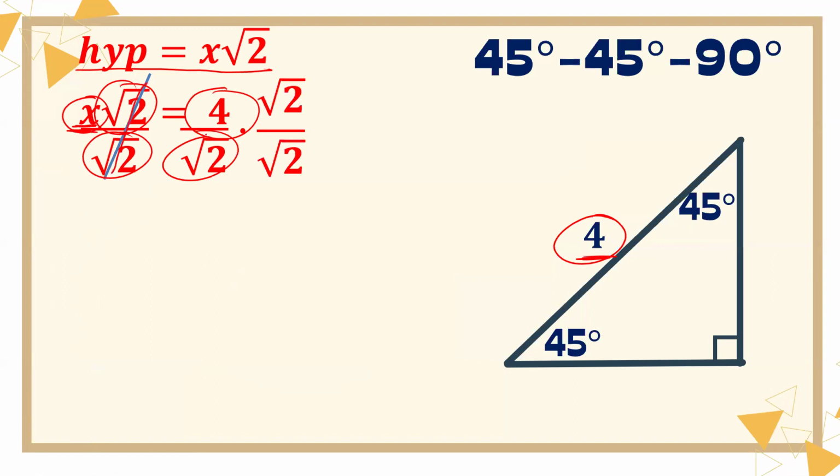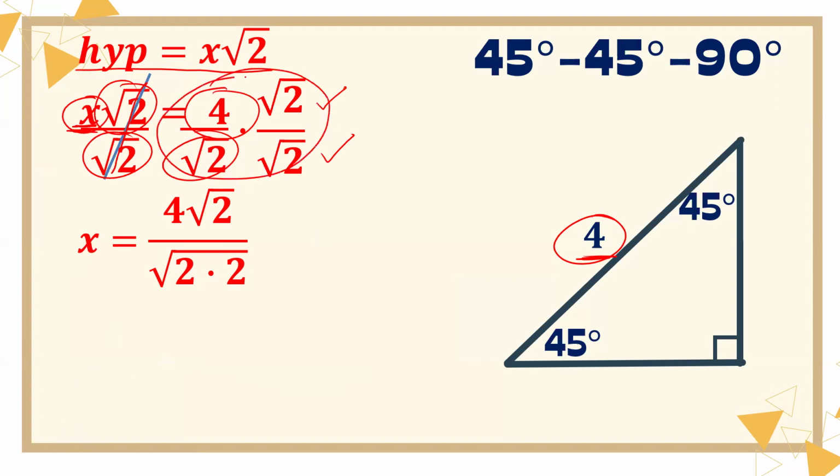Therefore, we have that. Then we rationalize the radical on the denominator. So we multiply the numerator by square root of 2 over square root of 2 to avoid having radicals on the denominator. Then simplifying that further, we have 4 square root of 2 over square root of 2 times 2, right? So we simply combine these numbers together to come up with this.